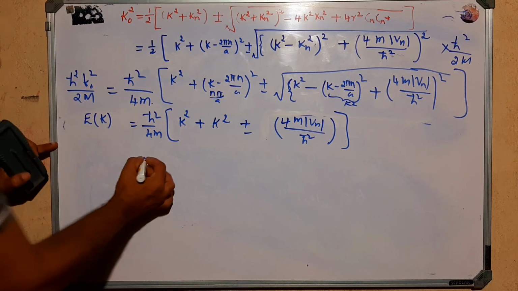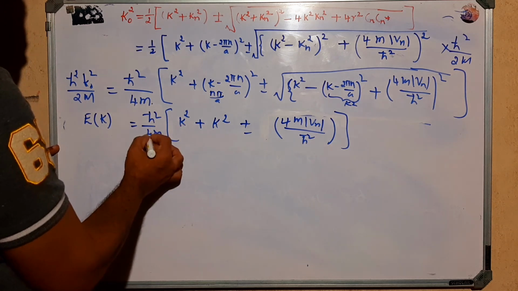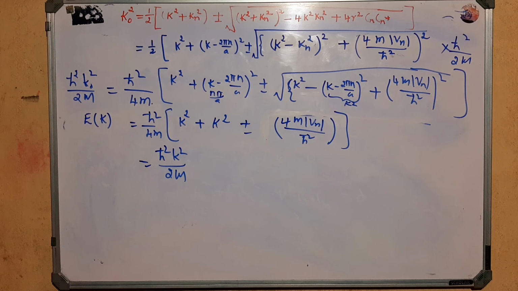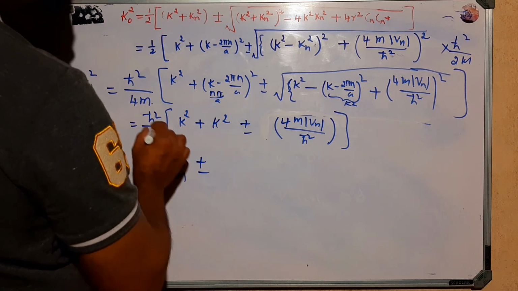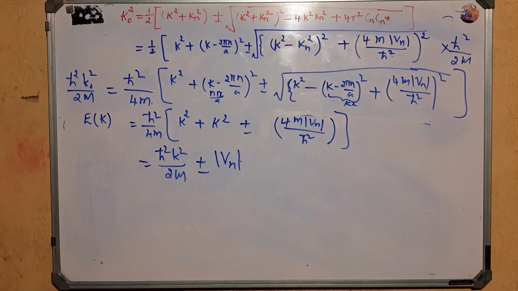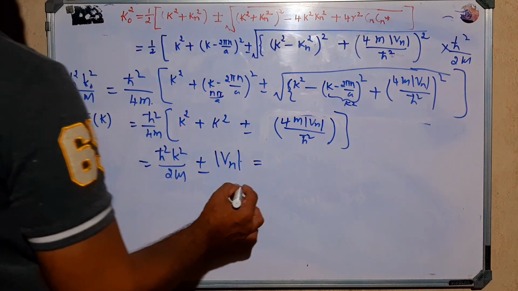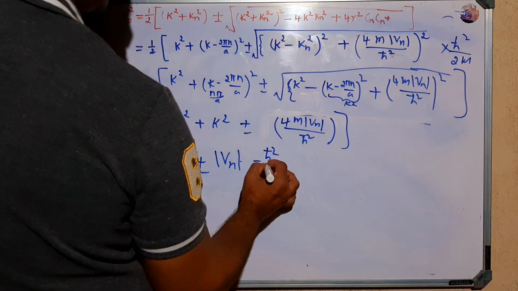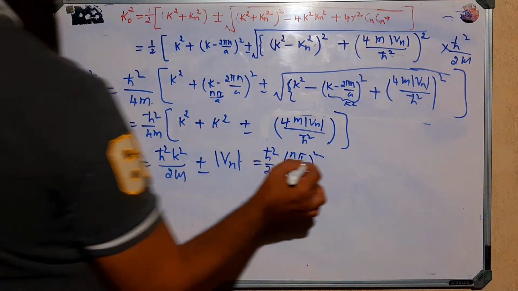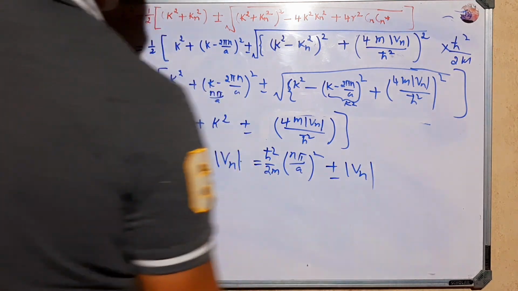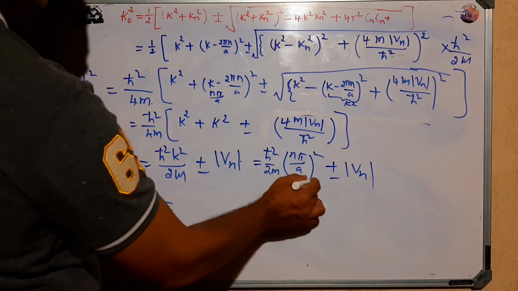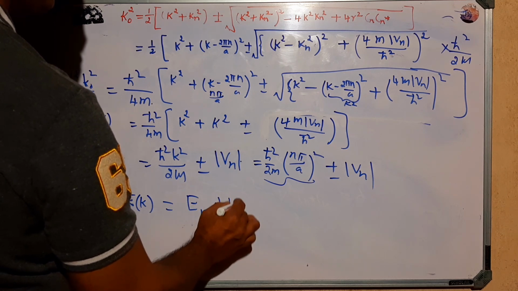So therefore what happens here? Just k square plus k square, 2k square, 2 divided by 4, again here h cut square k square divided by 2m you are getting, right? Then plus or minus, h cut square gets cancelled, 4m gets cancelled, remaining is Vn. So therefore this is equal to h cut square divided by 2m, k is nothing but n pi by a, right, whole square, k square, plus or minus Vn. So I can write E of k is equal to En plus or minus Vn, right?